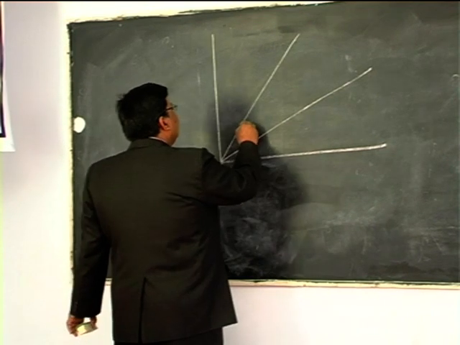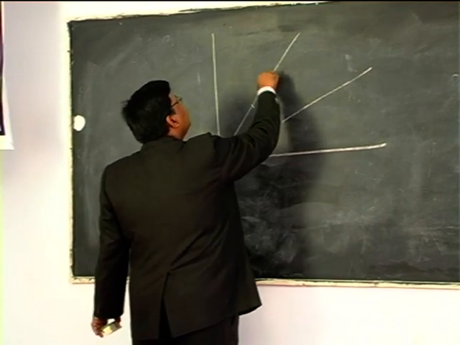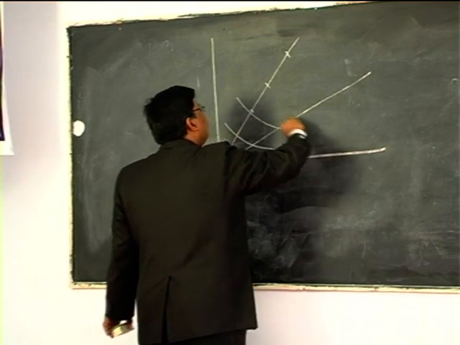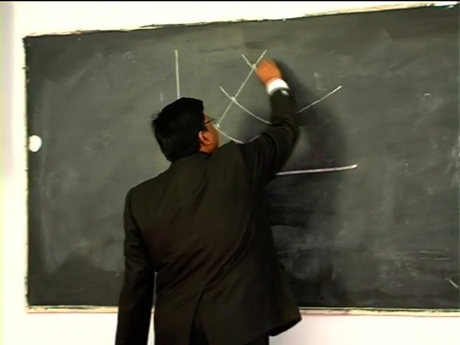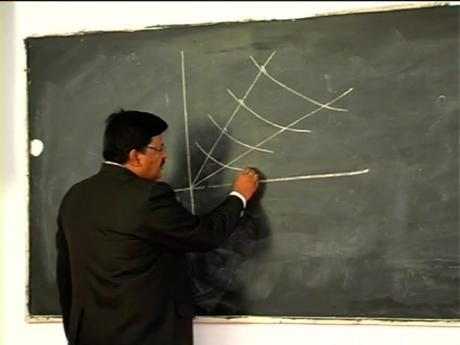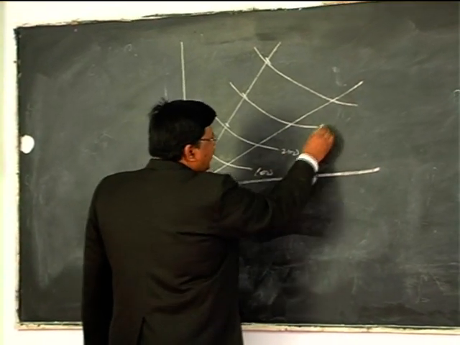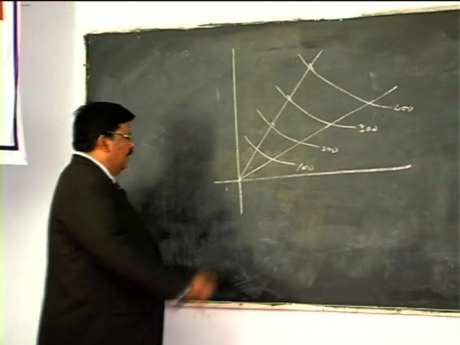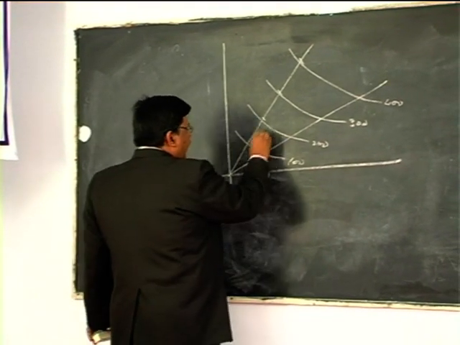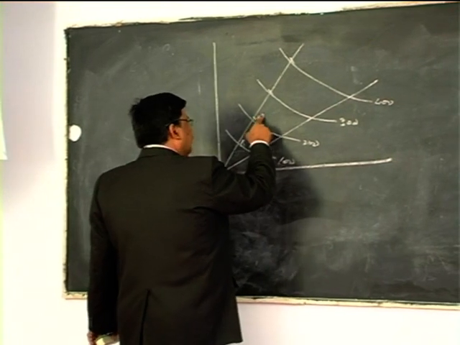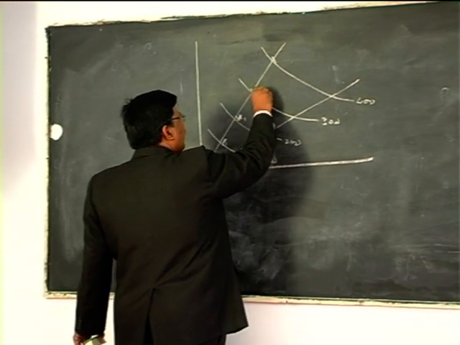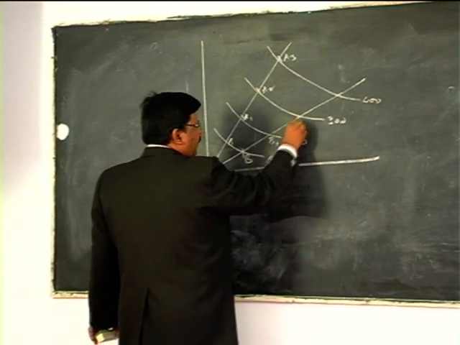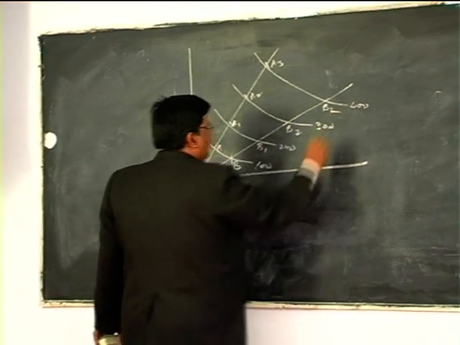Suppose it intersects at equidistance like this. This is the isoquant for 100 units, this is 200 units, 300 units, 400 units like this. And OA, A1, A2, A3 like this. And this is called OB, B1, B2, B3.